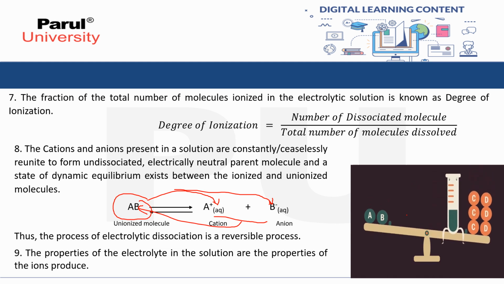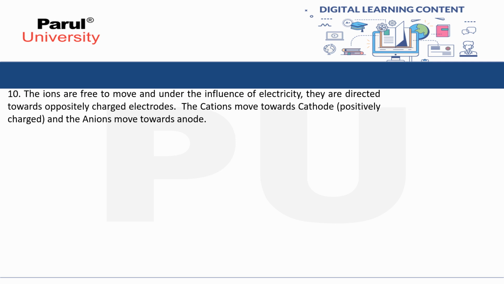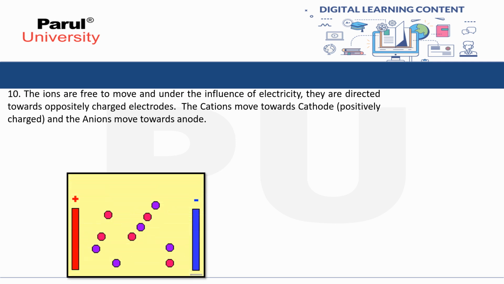The properties of the electrolyte in the solution are the properties of the ions produced. Hence, the next postulate of Arrhenius theory was that the ions are free to move, and under the influence of electricity they are directed towards the oppositely charged electrodes. The cations move towards the cathode, which is negatively charged, and the anions move towards the anode, which is positively charged. As you can see in the image, the negatively charged blue ions are attracted toward the positive electrode and the positively charged purple ions are attracted toward the negative electrode.